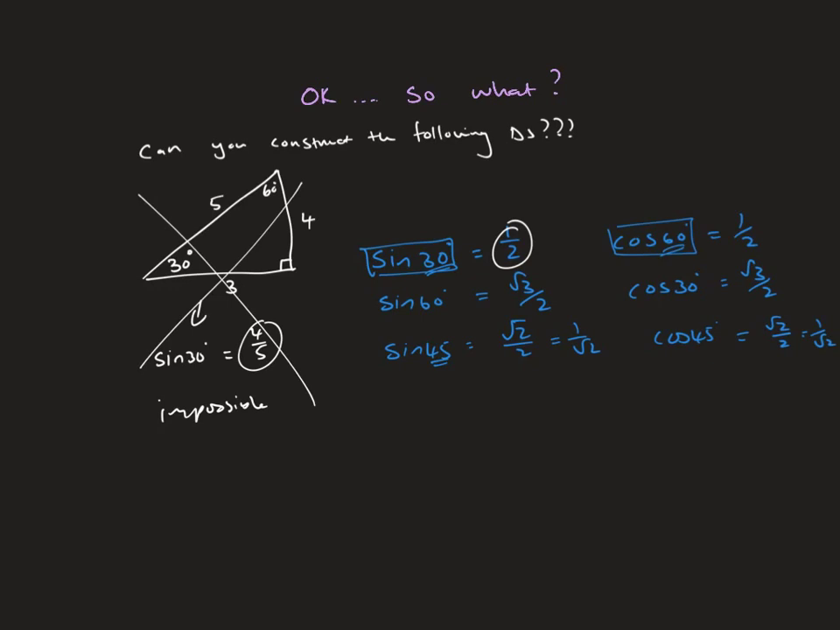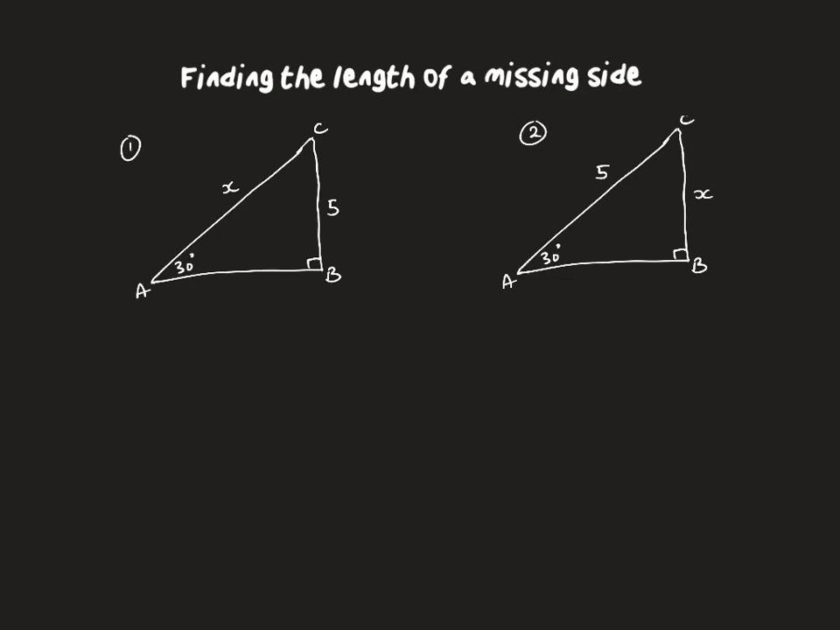So this is quite neat. Now we're going to look at finding the length of a missing side, and we're only going to look at special angles. Okay, so let's look at the missing side.